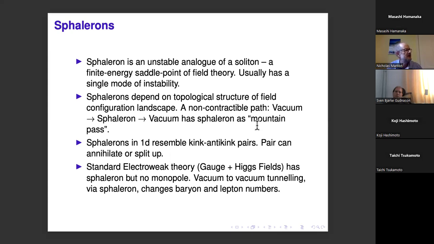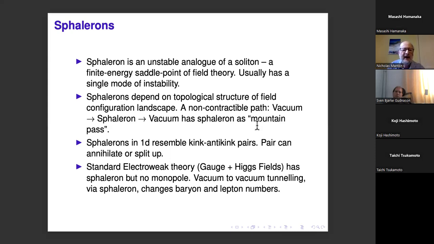But if you have some ingredient which also creates repulsion, then the Sphaleron usually exists because the attraction of the kink and the anti-kink is in equilibrium with the repulsion between the kink and the anti-kink. And so there's some sort of unstable point. If they come closer together, they annihilate. And if they get further apart, they split up. So the pair can annihilate or split up, and you're sitting on this unstable equilibrium.